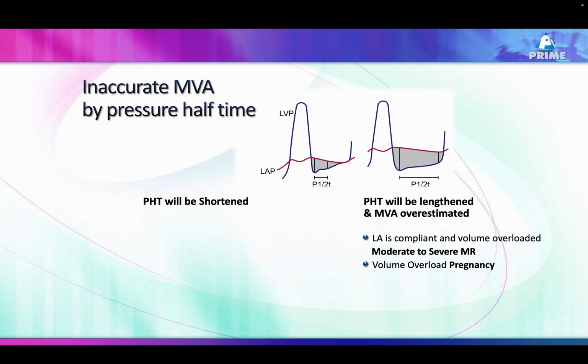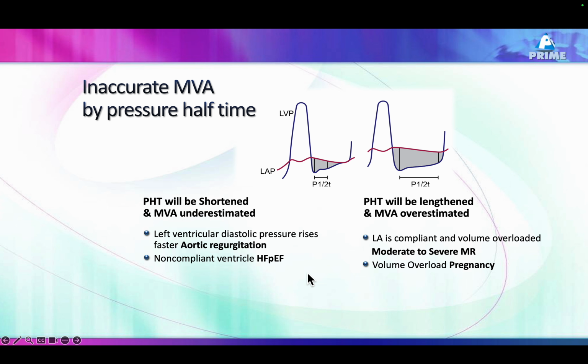Why can it be shortened? When the LV pressure is higher. Look at the LV pressure. If the LV diastolic pressure is higher, the pressure half time would be shorter. And the common condition for this is associated aortic regurgitation, or you have a diastolic dysfunction of the ventricle. So if you have this situation, the pressure half time would be shortened and the mitral valve area would be underestimated, right?